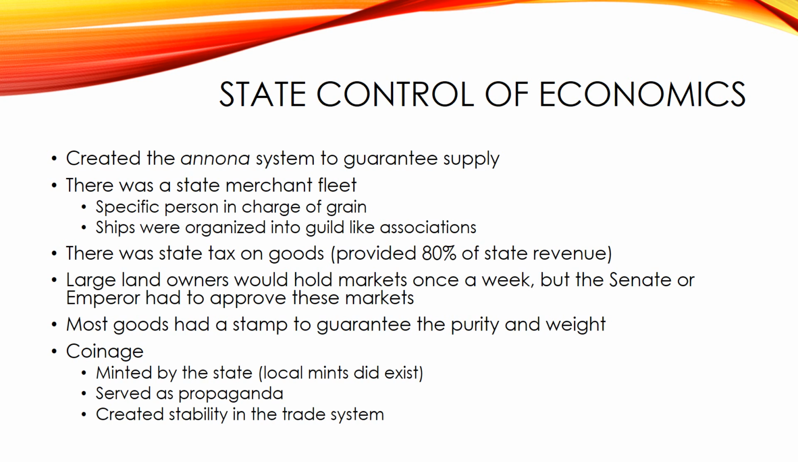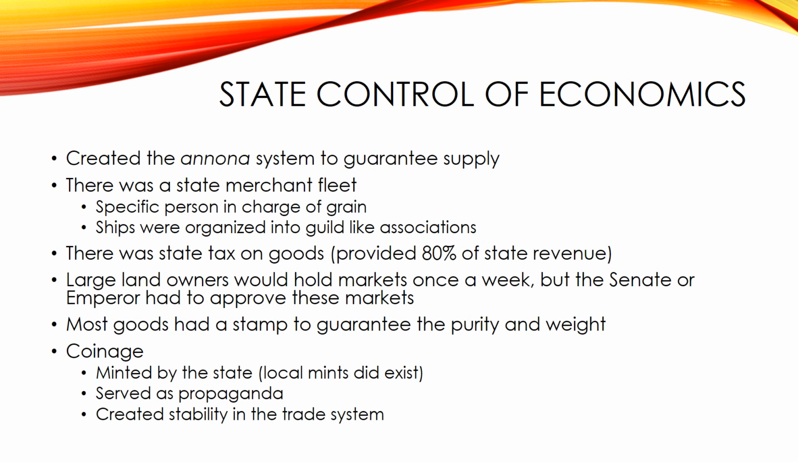There was also a merchant fleet that was controlled by the government itself, and there was a specific person in charge of grain. And the ships were organized into these guild-like associations where you would have a guild of cereal traders or a guild of tin traders, and they had to report to the government, and the government actually had a lot to do with where these supplies were going, and that was that annona system.